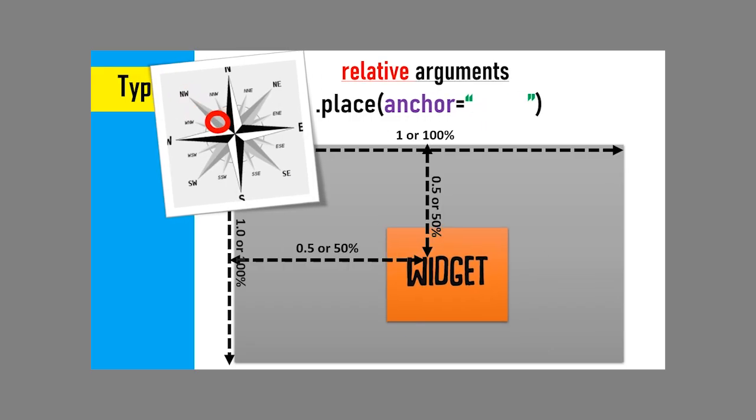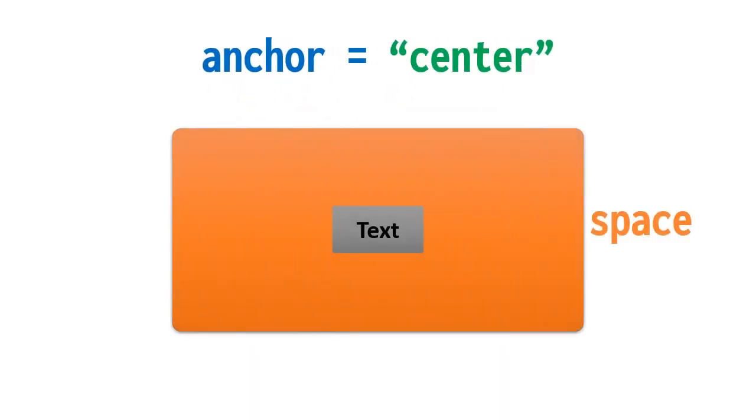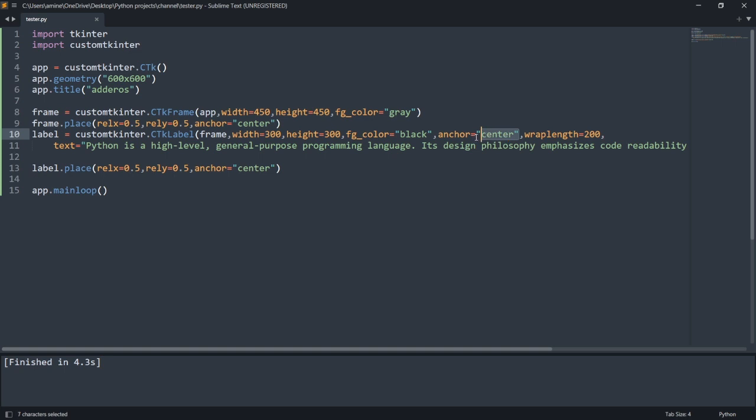The anchor argument, the same as in the button video tutorial, controls where the text is positioned if the widget has more space than the text needs. The default is center.